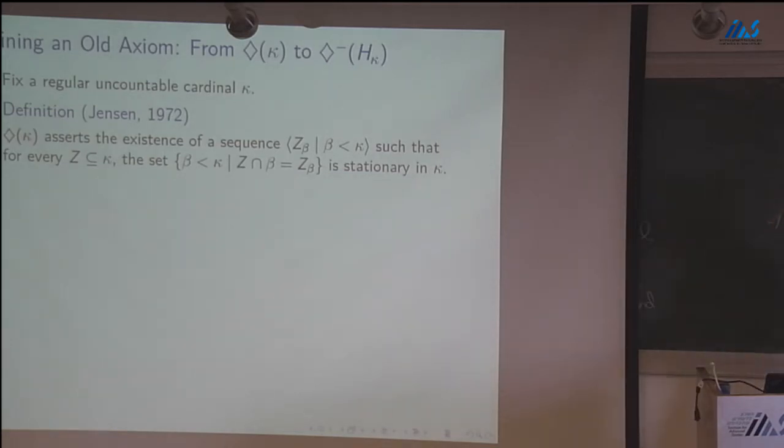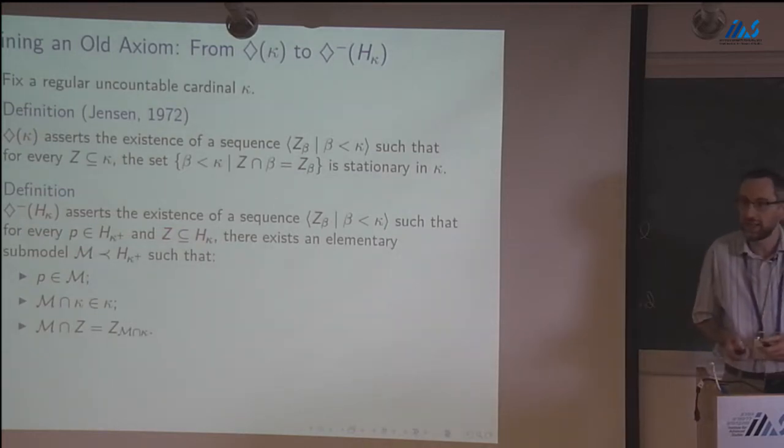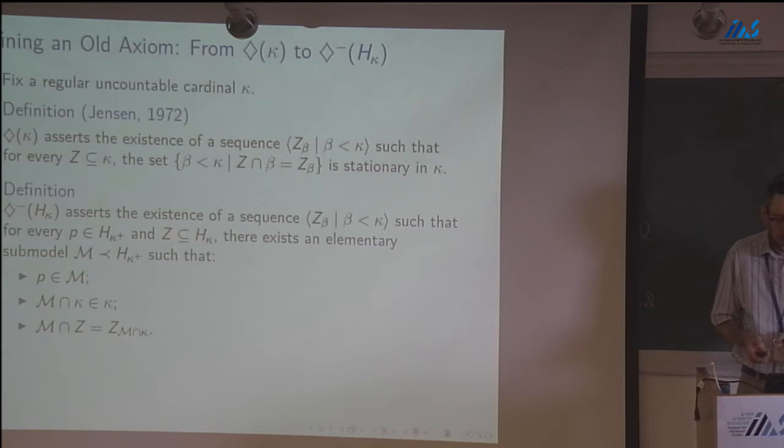And so this leads us to formulate a slightly different guessing principle that allows us to guess arbitrary objects of size kappa. So we've got our axiom, principle here, diamond minus of H kappa, asserts the existence of a sequence of Z beta, still for beta going up to kappa. In this case, the Z betas are not sets of ordinals, but sets of arbitrary items, essentially, out of H kappa. The point being they will allow us to guess, using an elementary submodel, any subset of H kappa can be guessed by a submodel using this collection of sequences here.